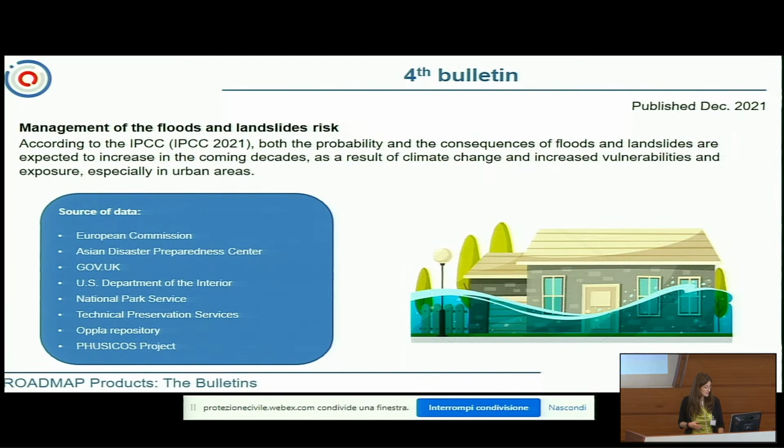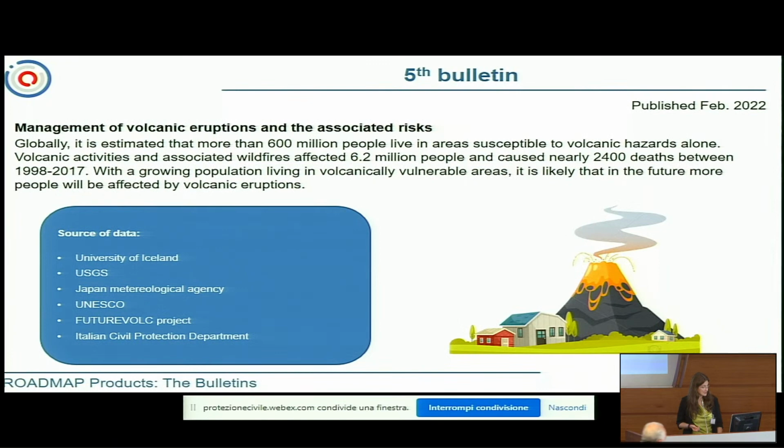The fifth bulletin is dedicated to management of volcanic eruptions and associated risk. The main sources of data are international association reports or guidelines, like USGS, the Japan Meteorological Agency, UNESCO reports, and research projects like the Future Evolk project, and national exercises, like the Italian Civil Protection Department exercise on Campi Flegrei.